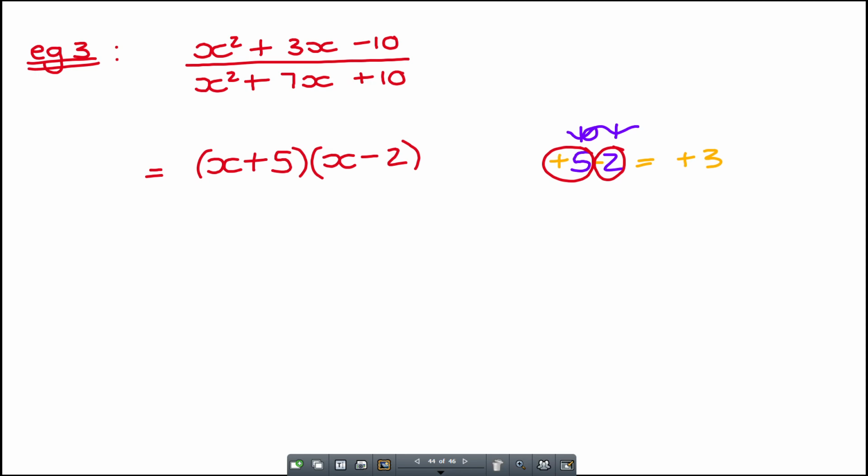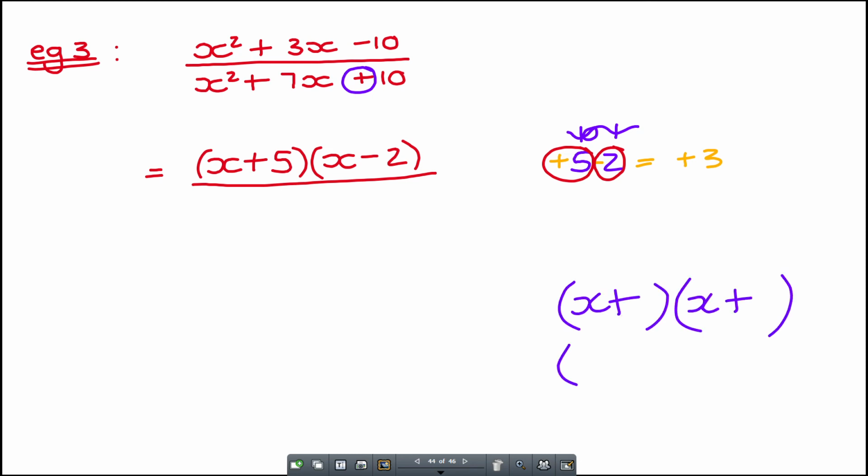Let's look at the second one. If I look at this bottom one, x squared plus 7x plus 10, first things first, that plus tells me that my brackets will either be x plus or x minus. Now how do I decide between those two? This sign. Because that's a positive 7, I know that I'm going to use this. Do you guys understand?